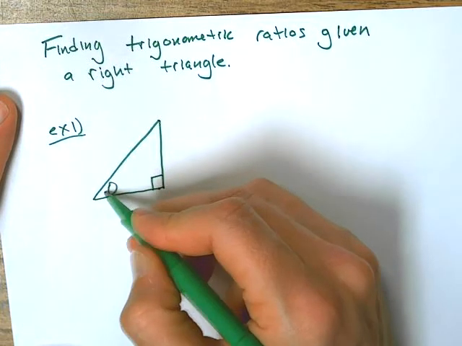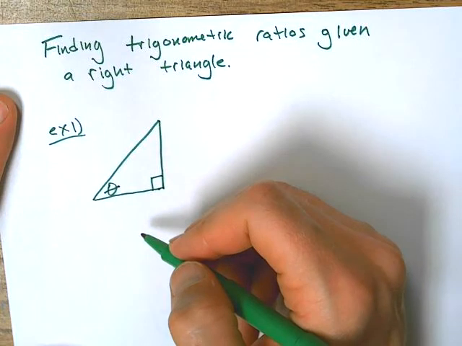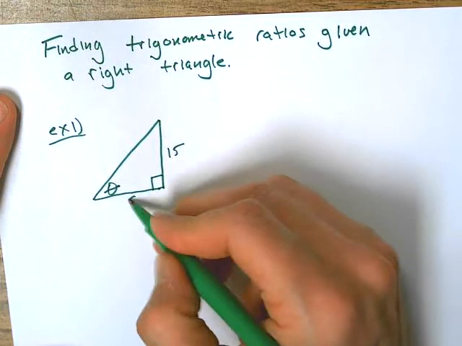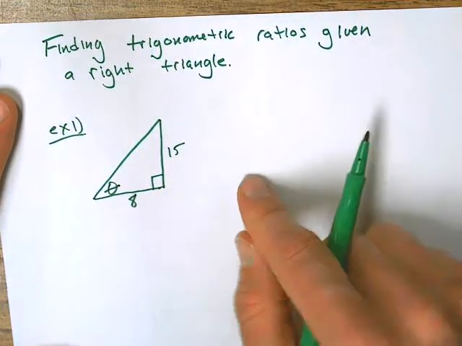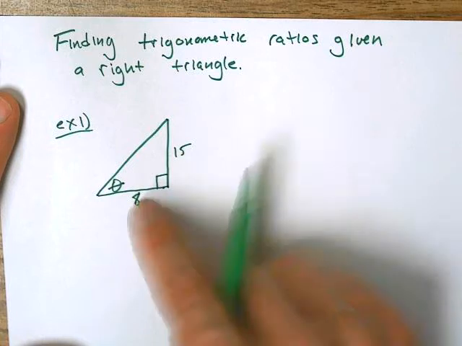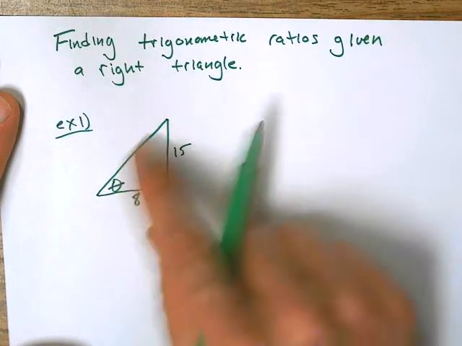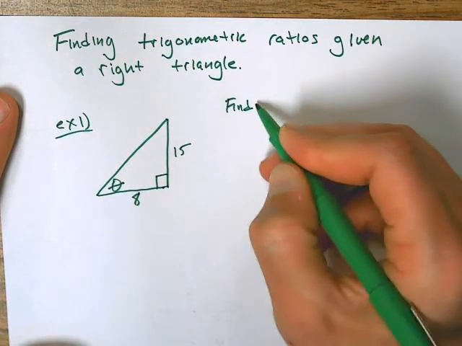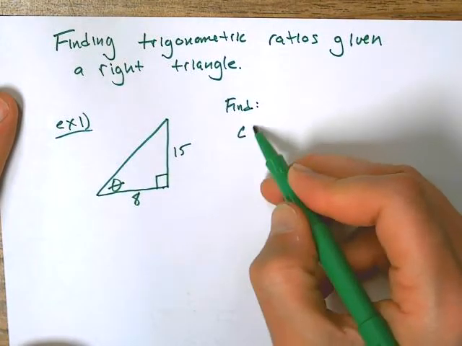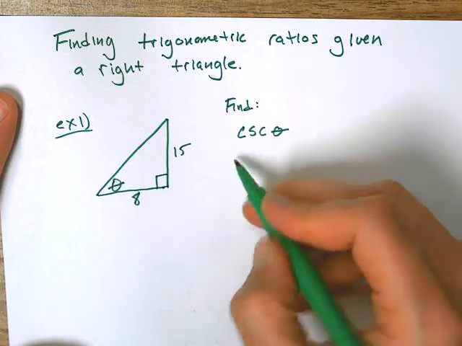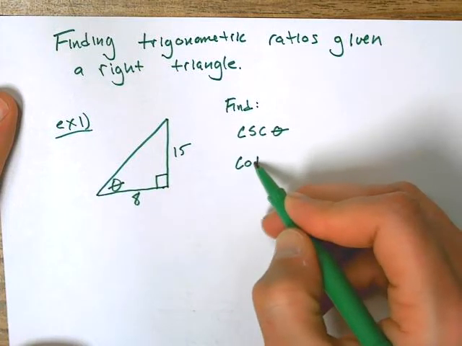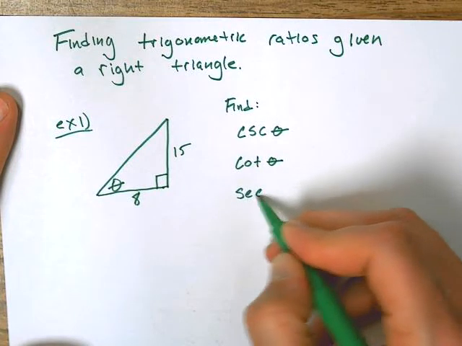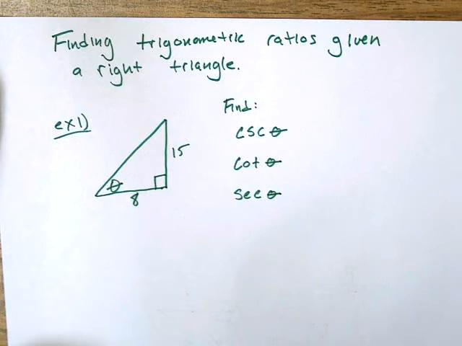So they're marking the reference angle with the letter theta. And let's say this side is 15 units long and this side is 8 units long. Again, not a very good picture as far as drawn to scale. It doesn't look like that's really 15 and that's 8, but let's assume it is. And they don't label this other side for you. And let's say they want you to find the following trig ratios. They're saying find cosecant theta, cotangent theta, and let's do the secant theta.